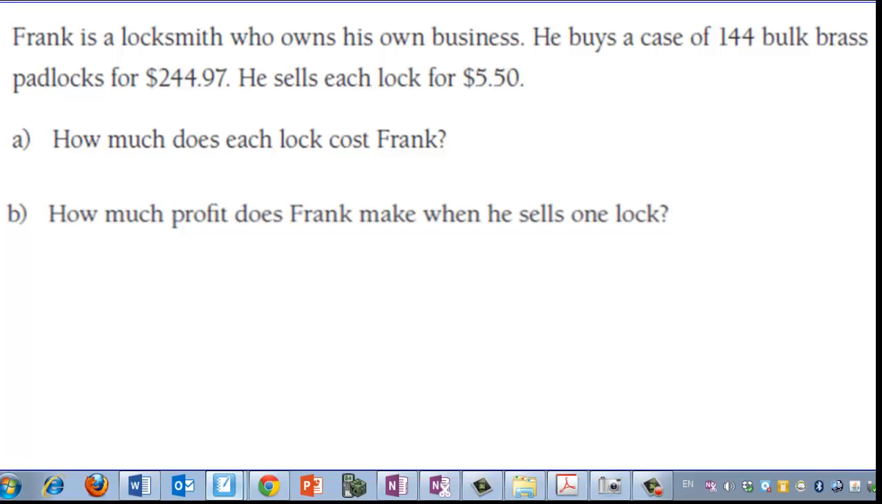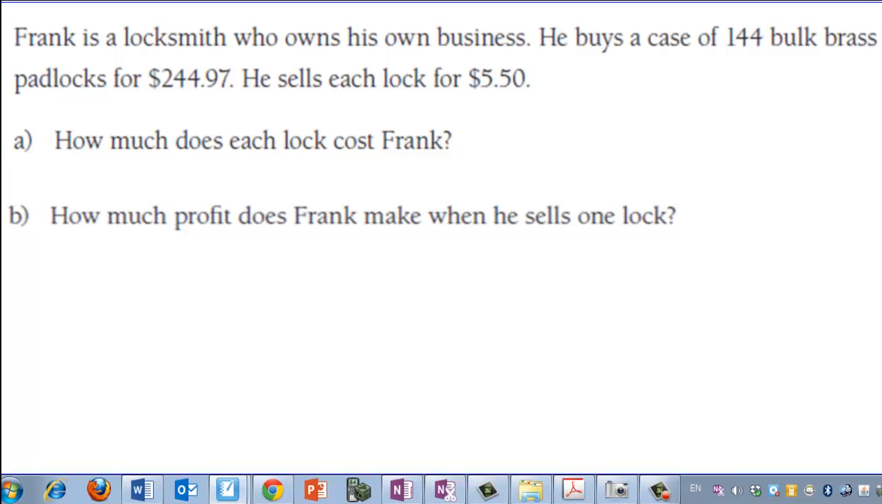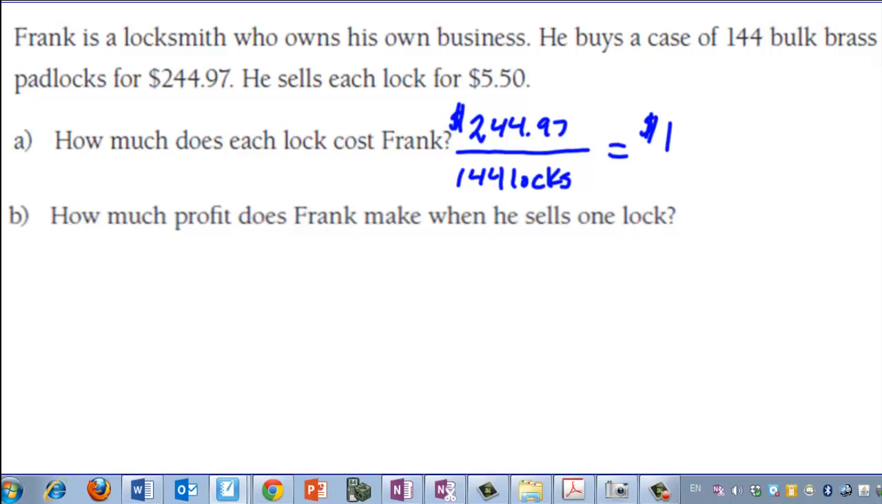In our last example, Frank is a locksmith who owns his own business. He buys a case of 144 brass padlocks for $244.97. He then sells each lock to his customers for $5.50. How much does each lock cost Frank? Well, since he paid $244.97 for the 144 locks, he actually paid $1.70 per lock.